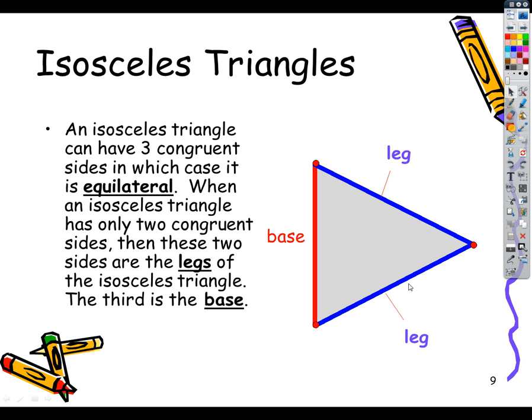In an isosceles triangle, it's a little different. We have the two sides that are congruent, right? And in the rare case, there could even be three, but typically there's only two. The two sides that are congruent we call the legs, and then the other oddball side we call the base.